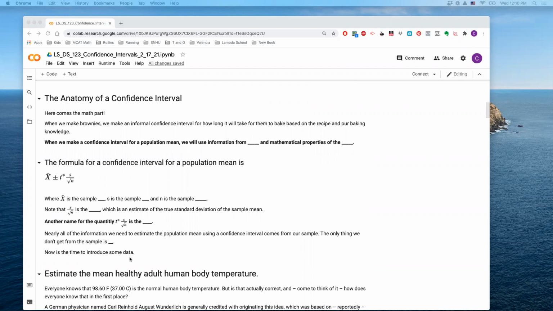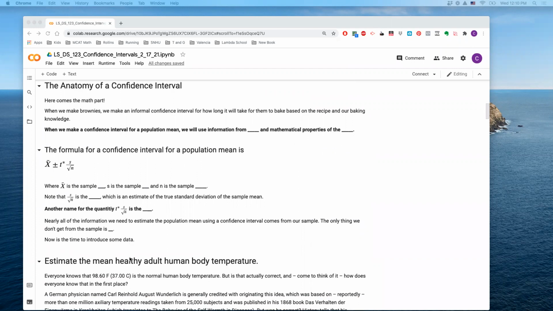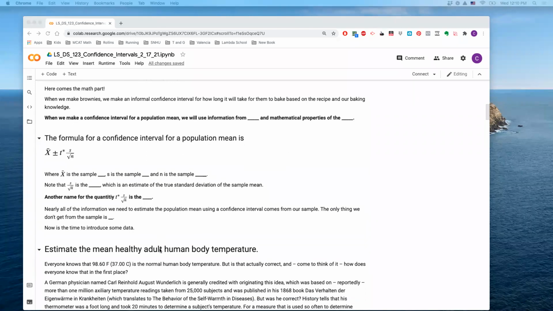Okay, so let's talk about the anatomy of a confidence interval, all the pieces and parts. Here comes the math part. This is the mathiest thing, I think. It's certainly the mathiest thing that we will do for you, Sprint 2. Sprint 3 might have one day that's a little bit more mathy, but anyway. And this is like arithmetic mathy, so don't get anxious.